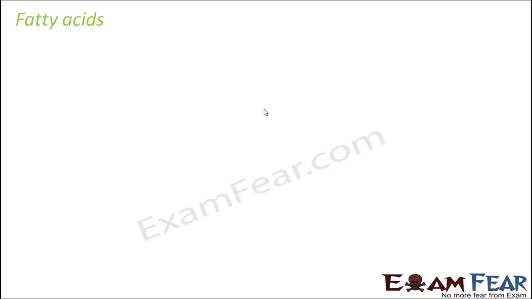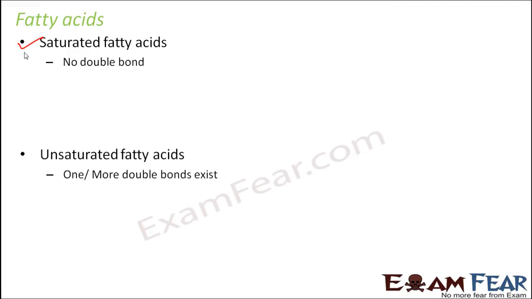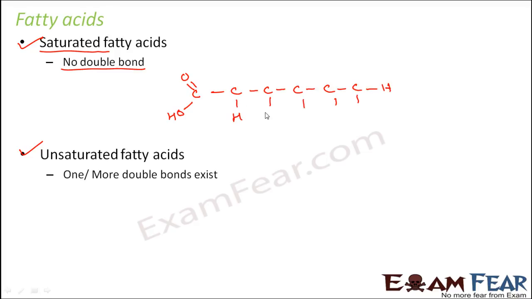So let us now talk about the fatty acids in a little more detail. There are two types of fatty acids. One is saturated fatty acid and the other one is an unsaturated fatty acid. Saturated fatty acids are those fatty acids which do not have a double bond. So the example which I mentioned before, if you consider this example, this is a saturated fatty acid. In this, there is no double bond. Don't consider this double bond because this is for the acidic group, that is the carboxyl group. Other than this, there is no double bond. So this is a saturated fatty acid.